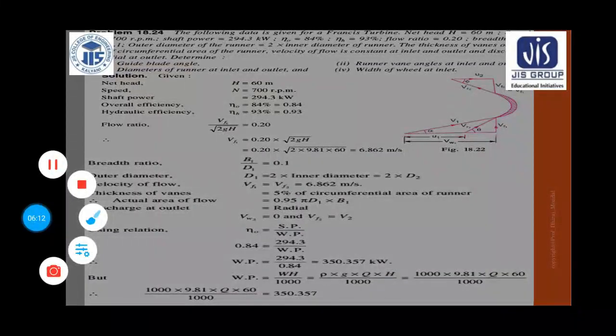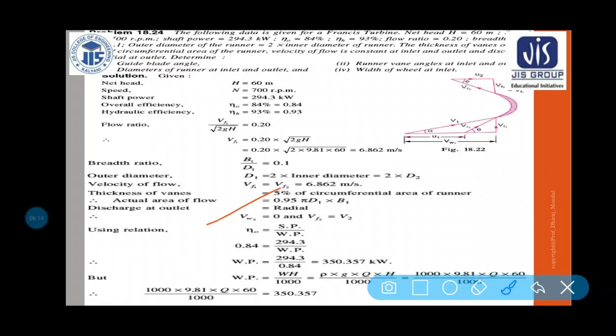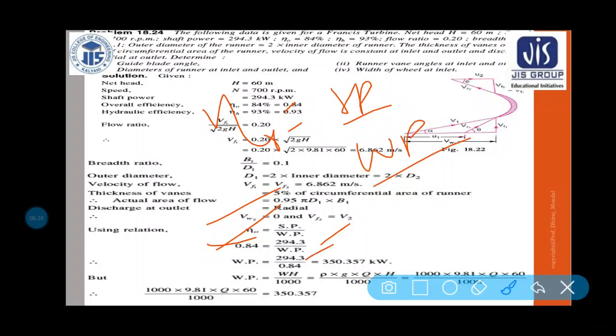Now see here, overall efficiency, we know, is basically the ratio of shaft power by water power. Overall efficiency is given and shaft power is given, so we can easily find out the water power. Why we are going to find out water power, I will discuss afterward. You see the water power is this, and the water power is equal to W into H by 1000.